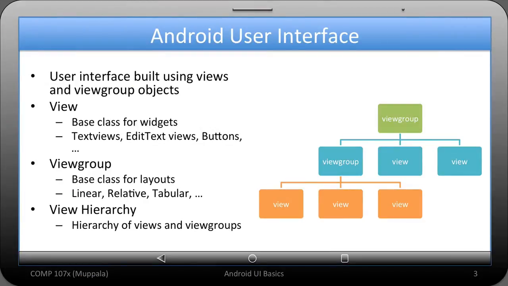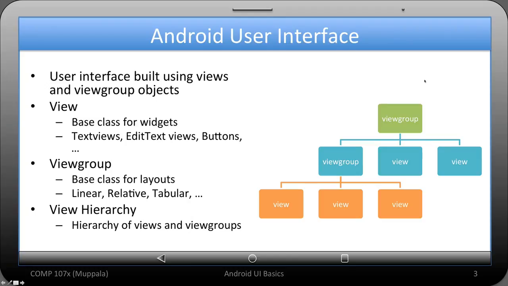Now, in addition, these views can be enclosed inside view group objects, which we will review in a short while. The views are the base class for widgets like the text views, the edit text, and the buttons that we use in our UI design. These views can then be enclosed inside view groups, which is what allows you to do layouts for your user interface. We will encounter some of them in more detail as we go through the several examples in this course.